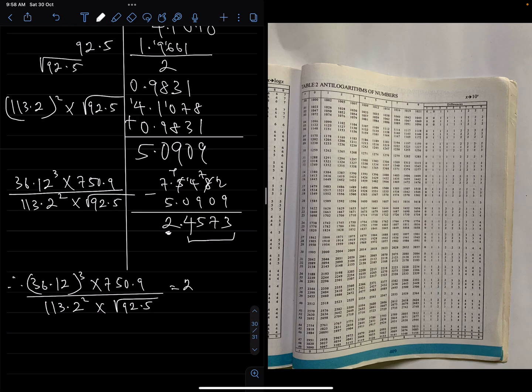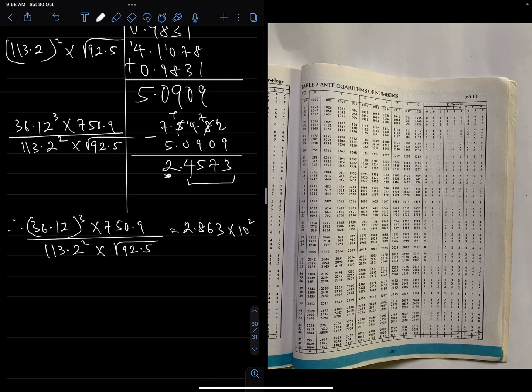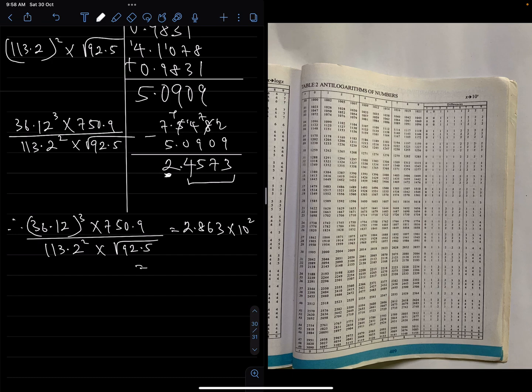And I said you write 2.863. It is 2863. So you put a decimal point after the first digit and say times 10 raised to the power what? 2. Beautiful. When you write the anti-log, you put a decimal point after the first digit in the anti-log, and you now say times 10 raised to the power, whatever this characteristic is.